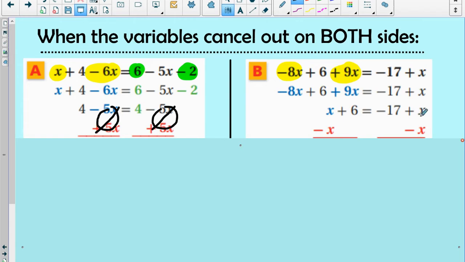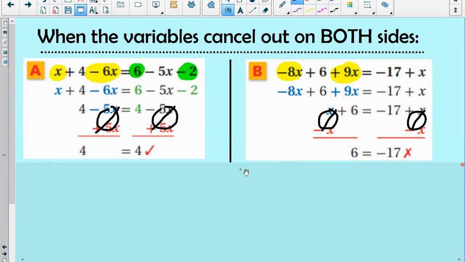On the right-hand side, on example B, we move the variables to the same side again. So if I want to undo addition, I undo addition by subtracting. x minus x is 0, canceling those out. And x minus x is 0, canceling those out. So in both examples, A and B, the variables canceled out on both sides. Normally we don't see this. Normally they cancel out on one side and you combine them on the other side to become something else.